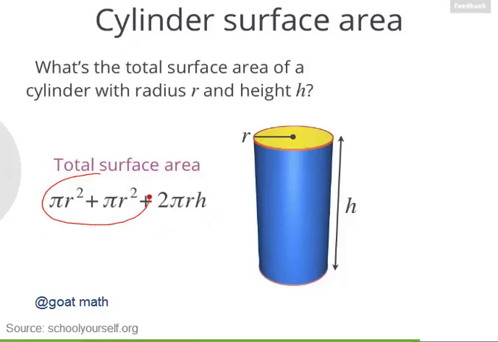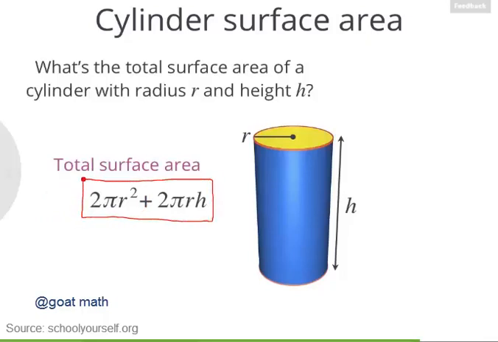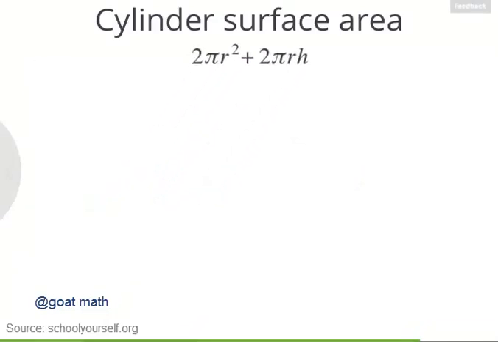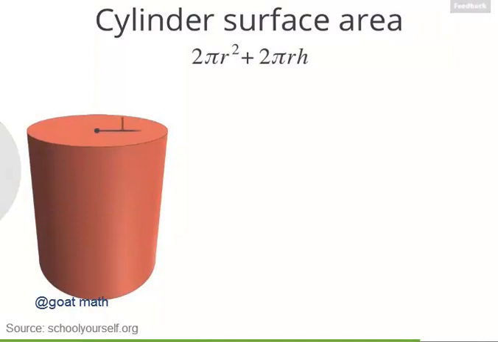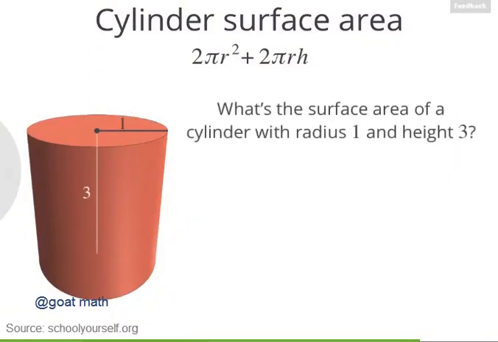Pi r squared plus another pi r squared is 2 pi r squared. So this is the formula for the surface area of a cylinder with radius r and height h. It's 2 pi r squared plus 2 pi r h. Let's take this formula for a spin with a sample problem. Here's a cylinder, and let's say its radius is 1 and its height is 3. What's the surface area of this cylinder?